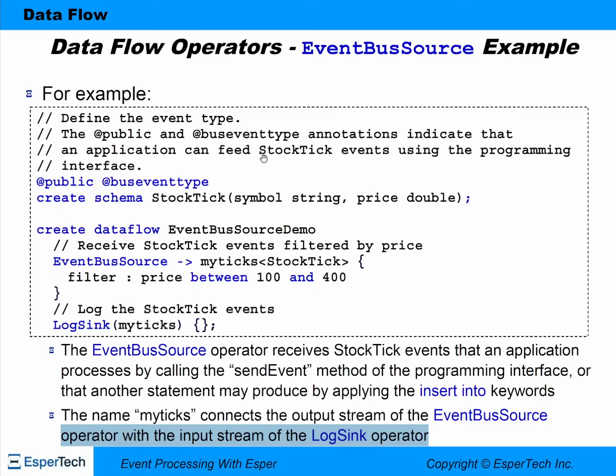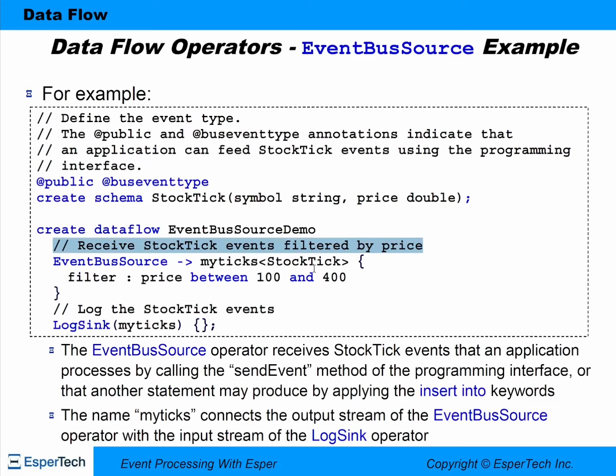For example, the first statement defines the event type. The @public and @buseventtype annotations indicate that an application can feed stock tick events using the programming interface. @public, @buseventtype. Create schema stock tick, parenthesis, symbol string, comma, price double. Create dataflow event bus source demo. Receive stock tick events filtered by price.